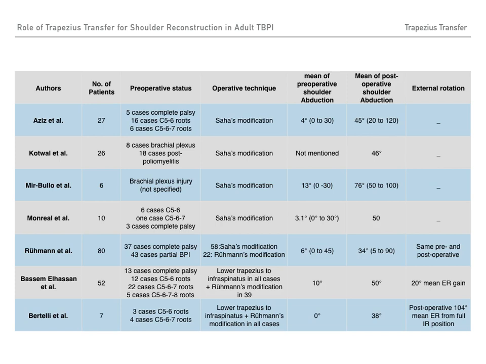Bertelli's study included 7 patients. 3 of them were upper trunk and 4 were upper and middle. He used lower trapezius transfer to infraspinatus and Rahman's modification in all cases. The preoperative shoulder abduction was 0. The postoperative shoulder abduction was 38 degrees, and the patients gained a mean of 104 degrees external rotation from the full internal rotation position.